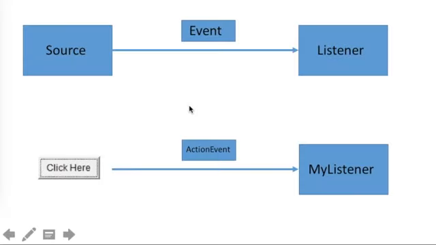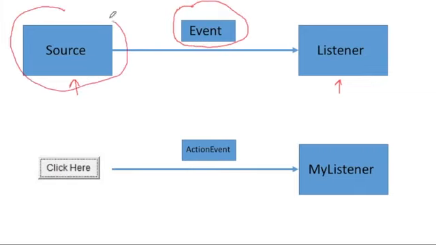Hi everybody. In this video we'll see how to handle an event in Java. Java follows the event delegation model. In the event delegation model, a source component or an object will generate an event, and there will be another object which will be a listener for that event, and the event is also defined as an object. So all these are objects. A source will generate an event and a listener will respond to that event.